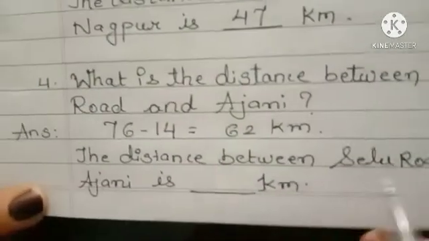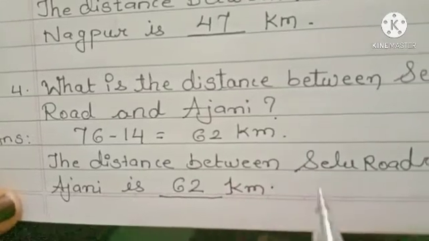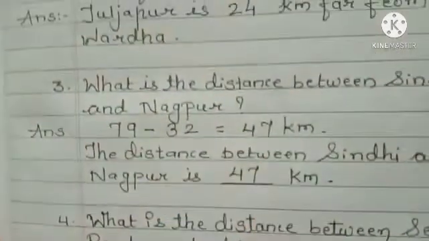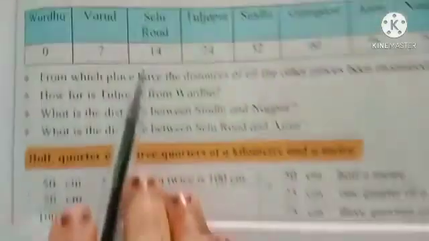So the distance between Selu Road and Ajni is 62 kilometers. So in this way you have to write down the answers of this given question and you have to observe the table from the textbook.